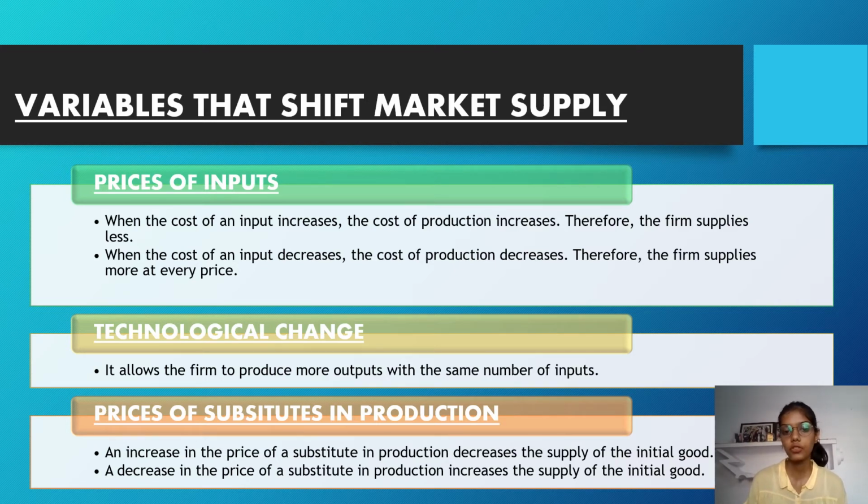Thirdly, price of substitutes in production. When the price of a substitute in production increases, the supply of the initial good decreases. On the other hand, when the price of a substitute in production decreases, the supply of the initial good increases, as it shows the negative relationship between each other.